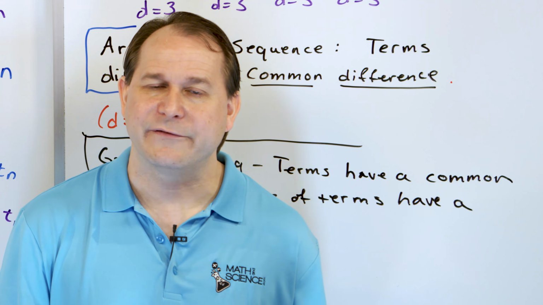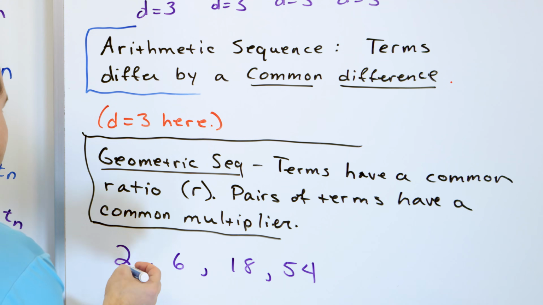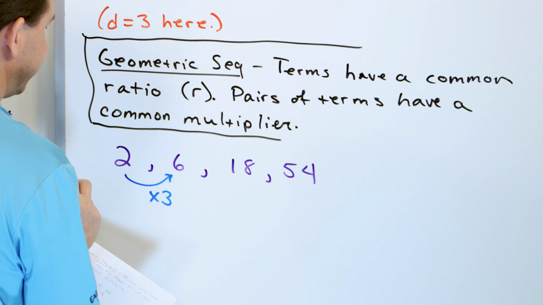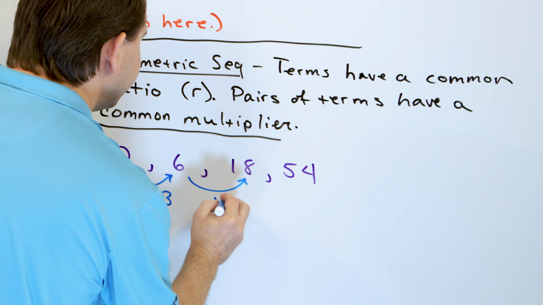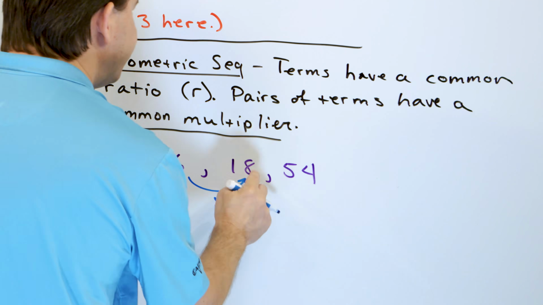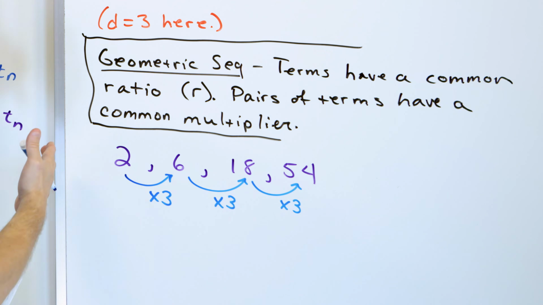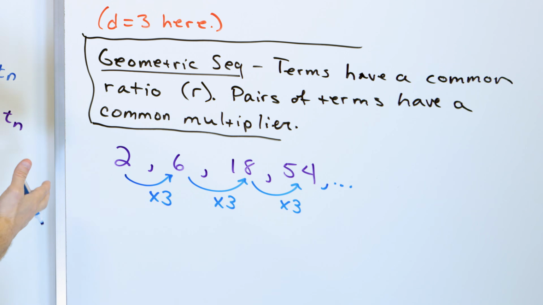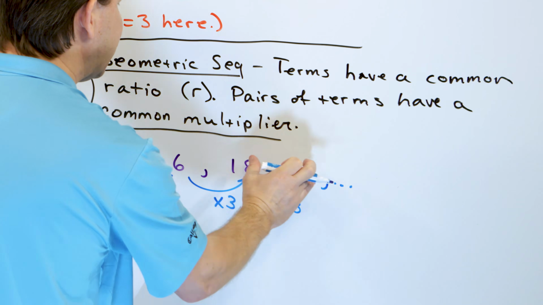The next thing you have to ask yourself is, is there a common multiplier between terms? Well, if I look at this, 2 times 3 is 6. So I'm going to multiply by 3. And then 6 times 3 is also 18. So this is also multiplied by 3. And then if you get your calculator out, 18 times 3 is also 54. So for everything that we have written down, this is what we call a geometric sequence, because the terms have a common multiplier.